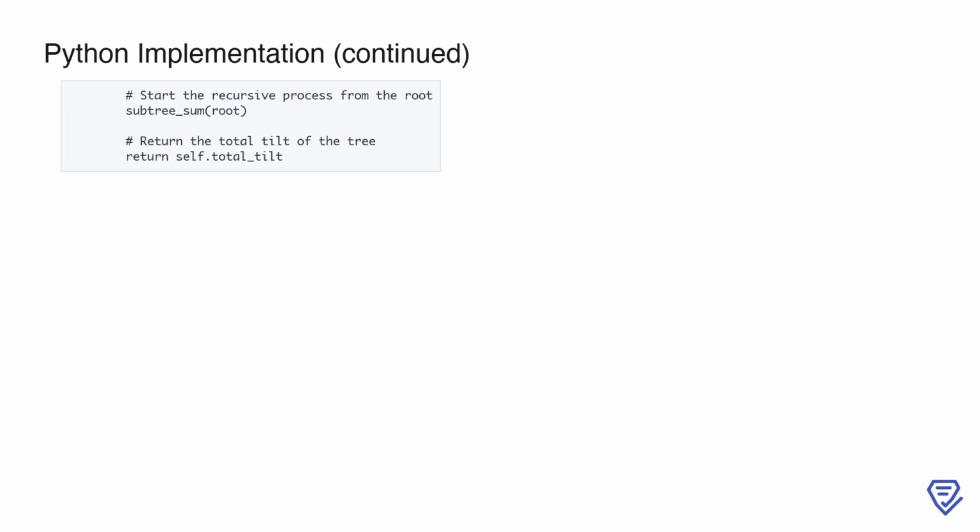After defining the recursive helper function, we initiate the process by calling subtree_sum on the root of the tree. This triggers the traversal of the entire tree, calculating the tilt for each node and accumulating it into the total_tilt variable. Once the recursion completes, the total tilt of the tree is stored in total_tilt. We then return this value as the final result of the findTilt method. This approach ensures that every node is visited exactly once, and the tilt is calculated efficiently for the entire tree.